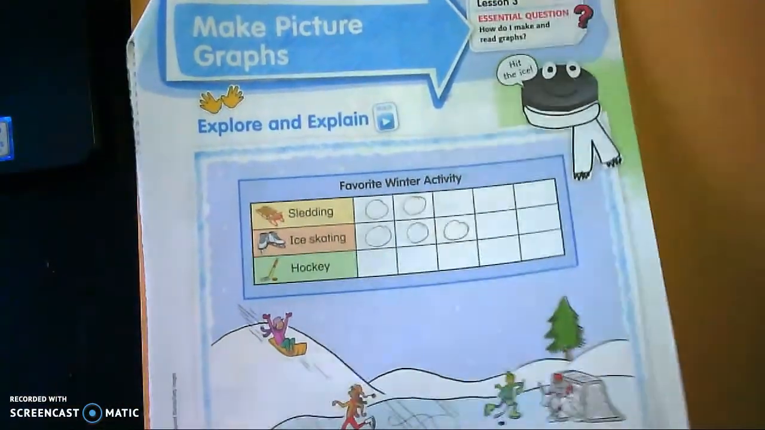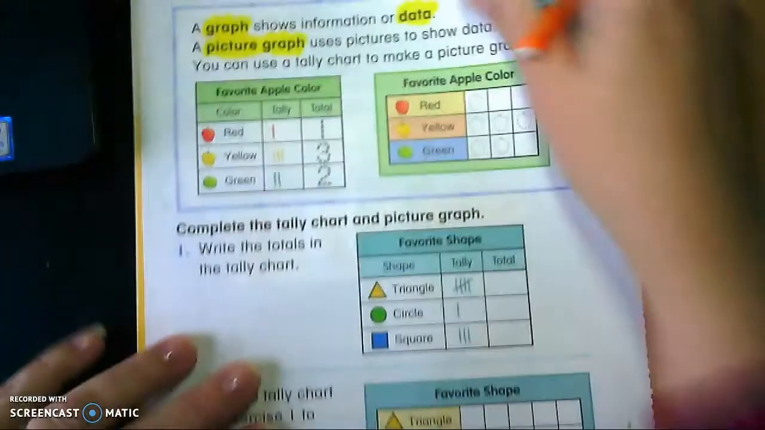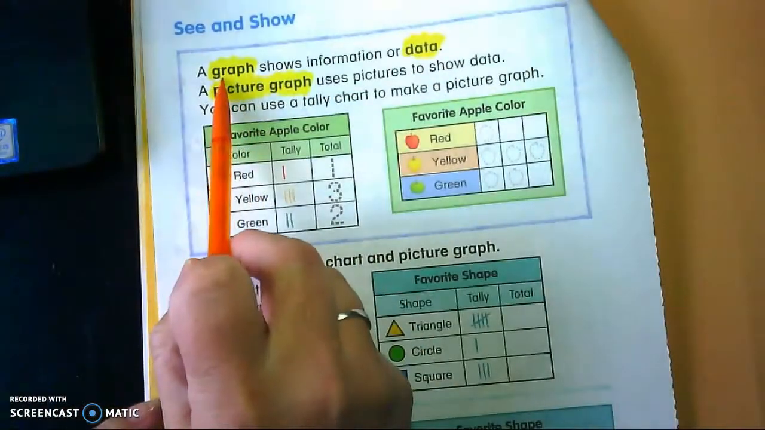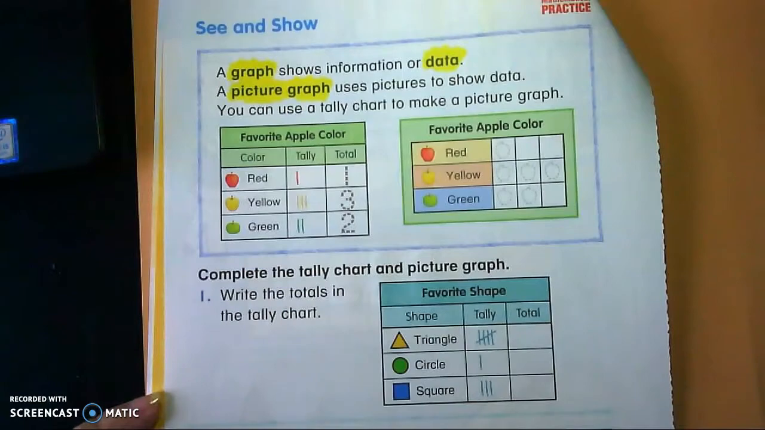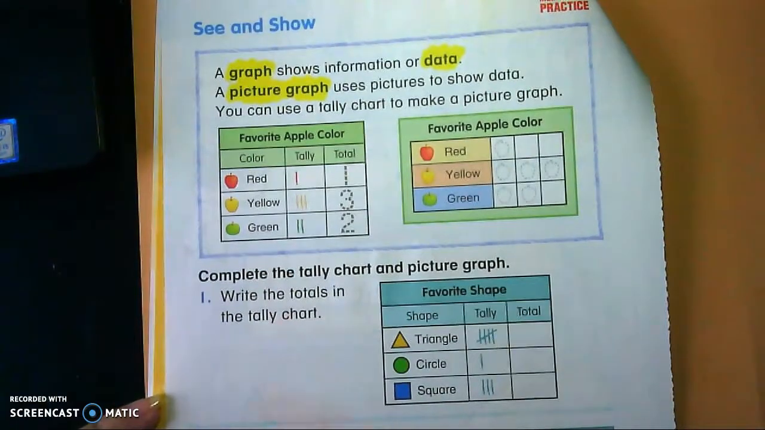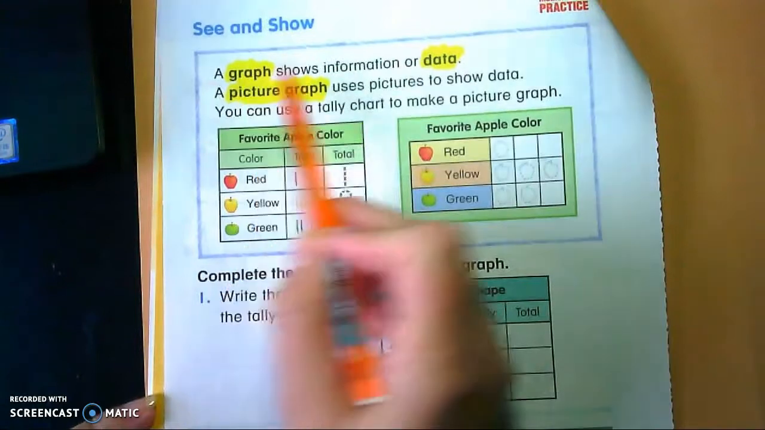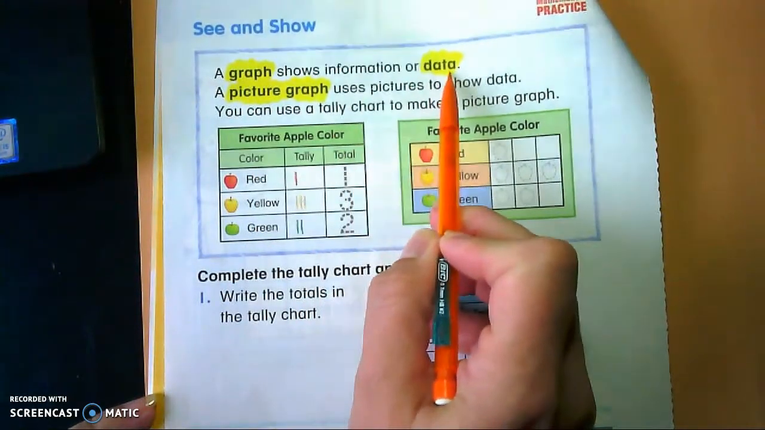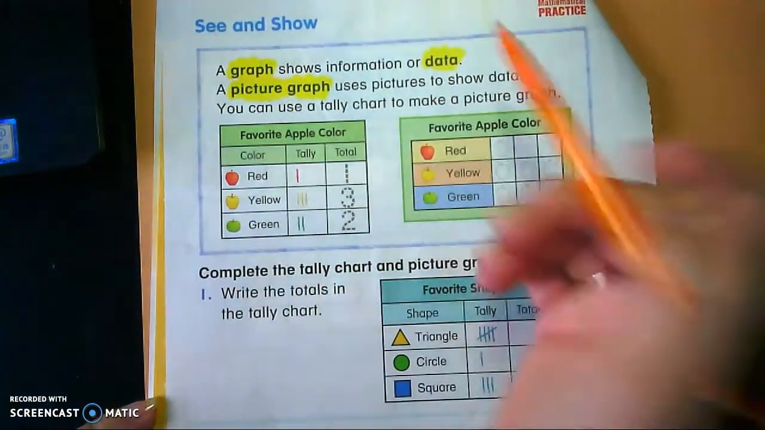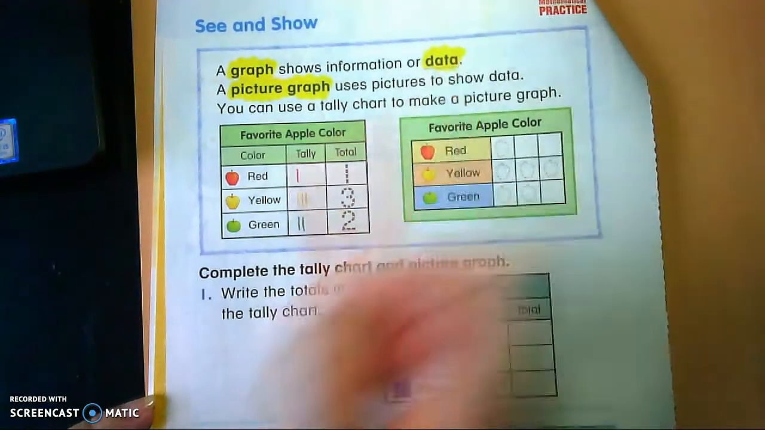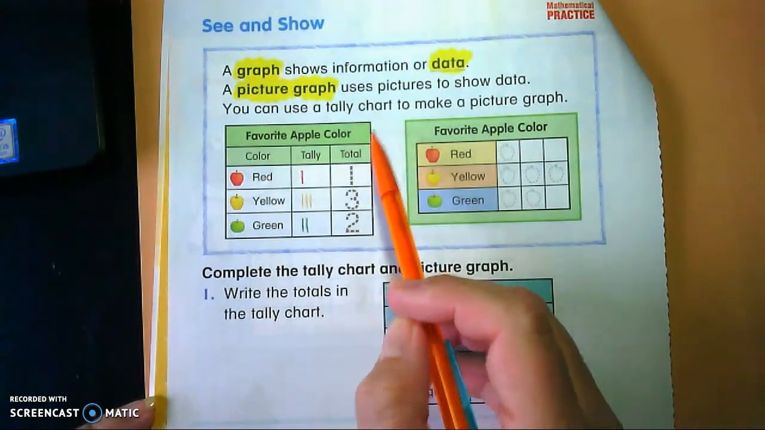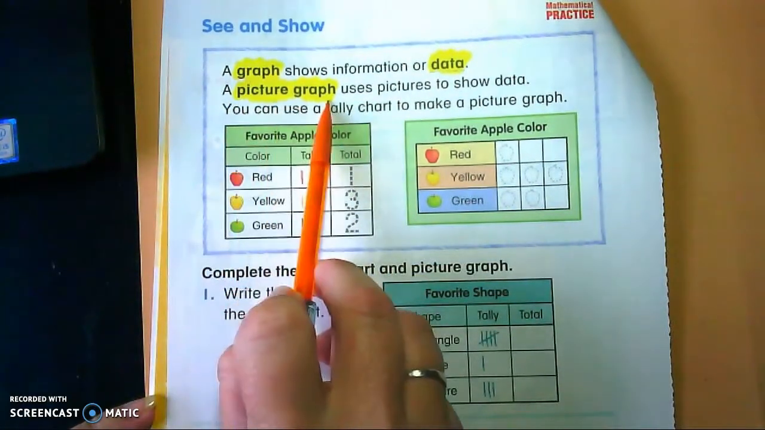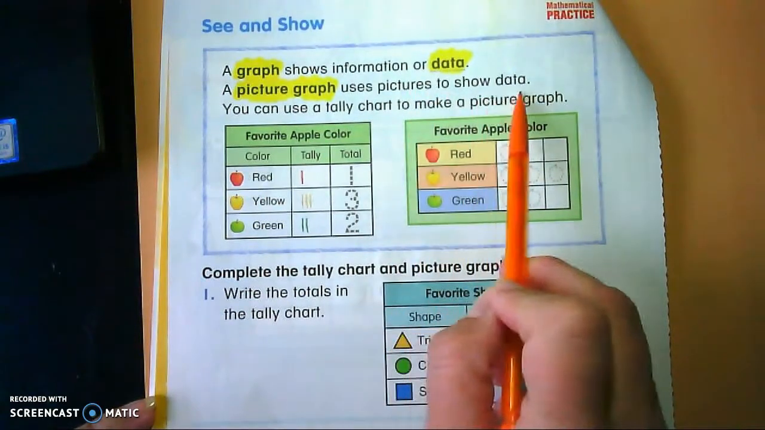All right, let's turn the page and see the activity on the next page. Oh, and look, I see some highlighted and bold words here. Now, these highlighted and bold words are all going to be words that are important for us to know. This says, a graph shows information or data. Ooh, that's a different word that we might not have seen before, data. And it is highlighted and bold, so we definitely know that that's an important word. A picture graph uses pictures to show data.